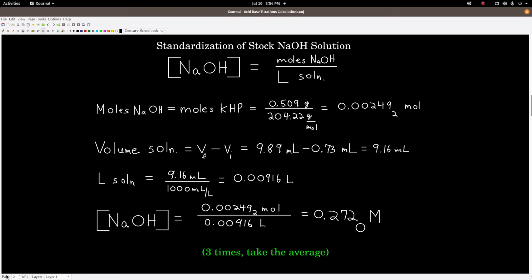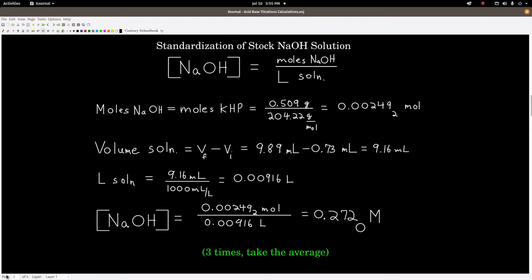Starting with the standardization of the stock sodium hydroxide solution, our goal is to find the molarity, the concentration, of the sodium hydroxide. Remember, molarity is defined as moles of solute over liters of solution. So we need 2 numbers: moles of sodium hydroxide, which is the solute, and liters of solution. The way we get at the moles of sodium hydroxide in this part of the lab is, remember, we titrated KHP, which is a monoprotic acid, with the sodium hydroxide solution. And because KHP is a monoprotic acid, the moles of KHP is equal to the moles of sodium hydroxide added at the endpoint or equivalence point.